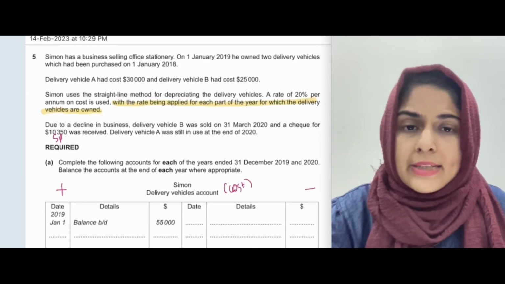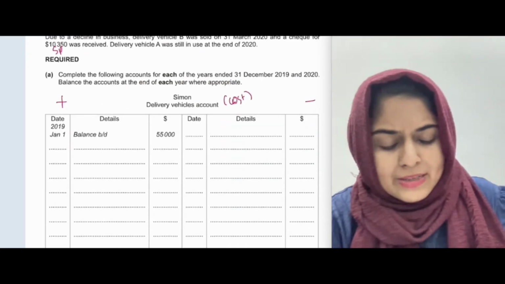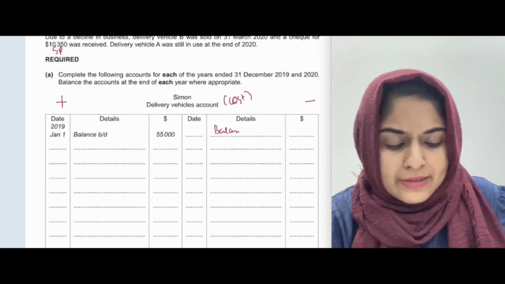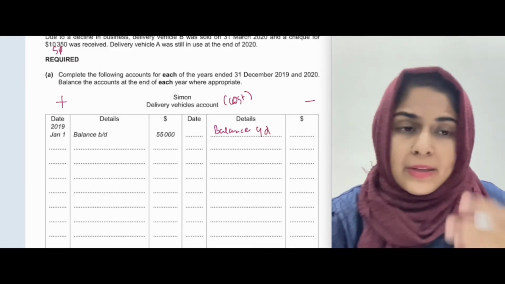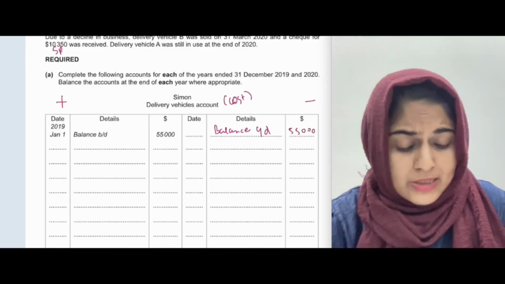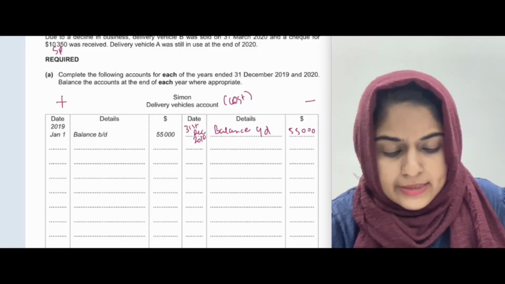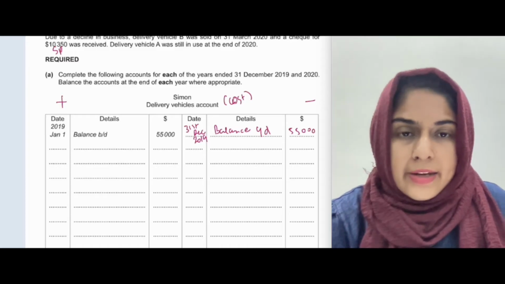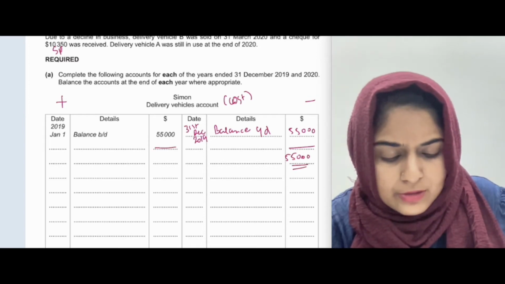So in 2019, when I actually have to make it for 2019, basically this balance brought down will become my balance carried down, because there has been no change on the delivery vehicles in 2019. So neither have we bought nor have we sold, so we don't have to worry about any additions or disposals during the year 2019. So I'll write 31st December 2019, and I'll write balance carried down, and that is 55,000. So this account will balance for 2019. Basically this will balance at 55,000, and then we will bring down that balance.